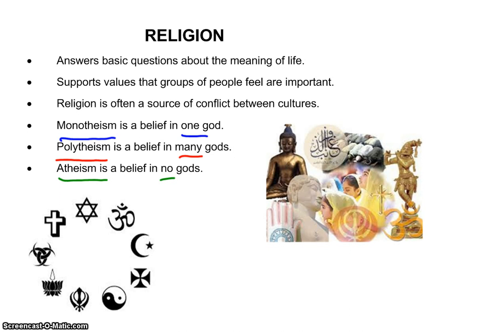3 different kinds of religious structure. You have monotheism. It's the belief in one God. Polytheism is a belief in many gods. Atheism is a belief in no gods.